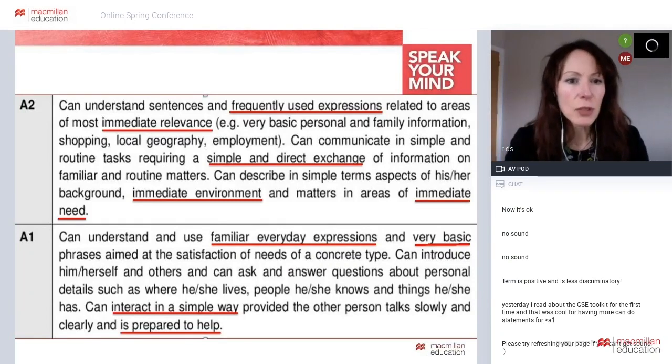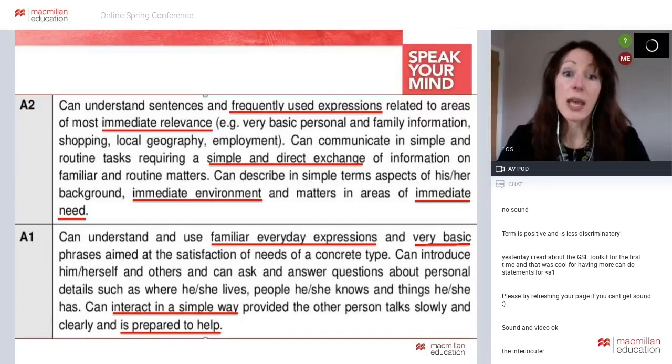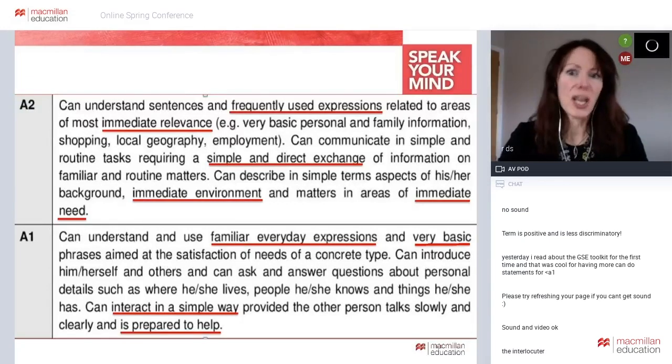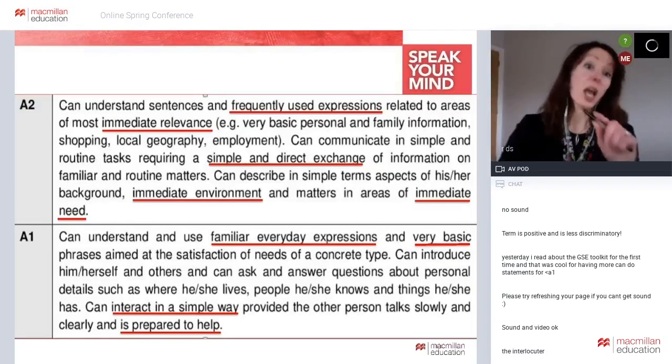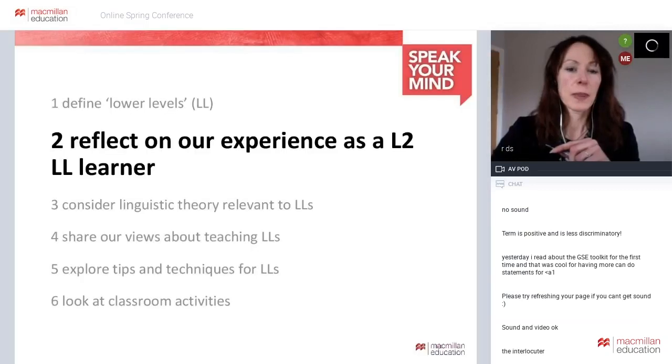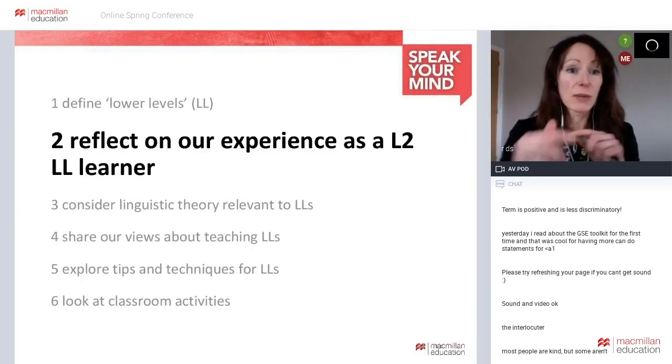So we can see immediately that that's about relevance, immediacy, simplicity, familiarity, basic. If I ask you to look at the very last sentence of the A1 box, it's someone who can interact in a simple way, provided the other person talks slowly and clearly and is prepared to help. And that, of course, is where you come in as a teacher. We're the ones who have to speak clearly, speak slowly, and be prepared to listen and to help our students. So we've got a bit of a definition of what lower levels are.